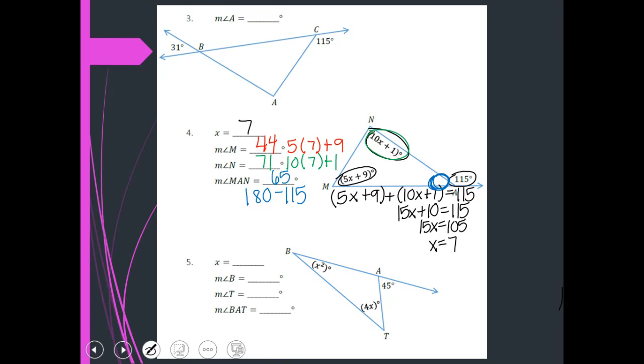We can check our answer by adding MN and MAN to make sure that our answer adds up to 180 degrees. I want you to do numbers 3 and 5 on your own. I want you to pause the video right now. I'm going to write the answers, but I'm not showing my work. So when you come to check with me, you need to make sure that you show your work or it's not going to count.